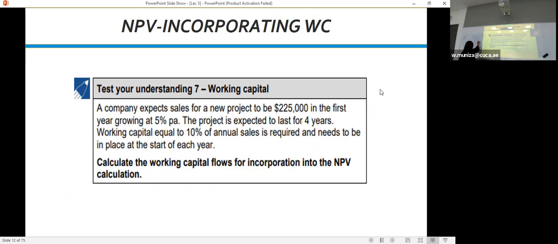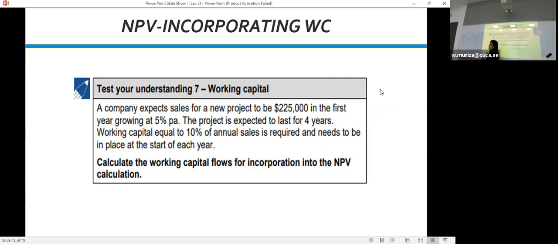Difference of these? 1235. 26047 minus 24806 is 1241. And in the last year, what are we going to do? All of the working capital is going to be released. 26047. It is going to be positive.